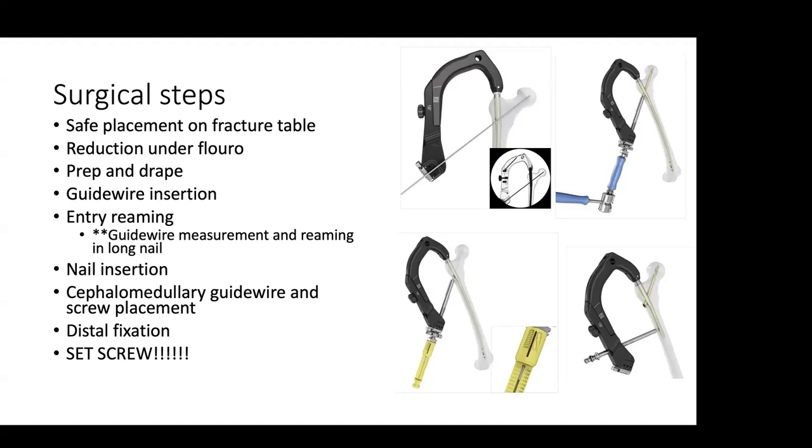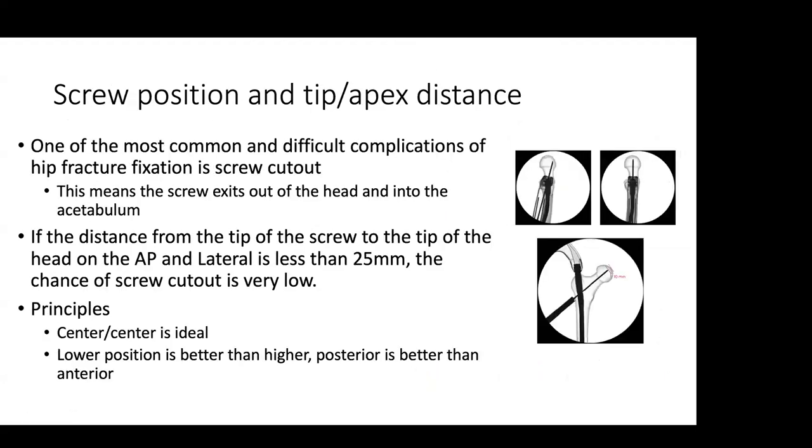If you're going to do a long nail, you'll put the guide wire in and then you'll measure and then you'll start reaming to get your femoral size. You're going to insert your nail. You'll put your cephalomedullary guide wire. You'll get your distal fixation, and then you have to make sure before you leave that you lock the set screw. That's the attending's job, but you'll look like a superstar if you ask them, did you do this?